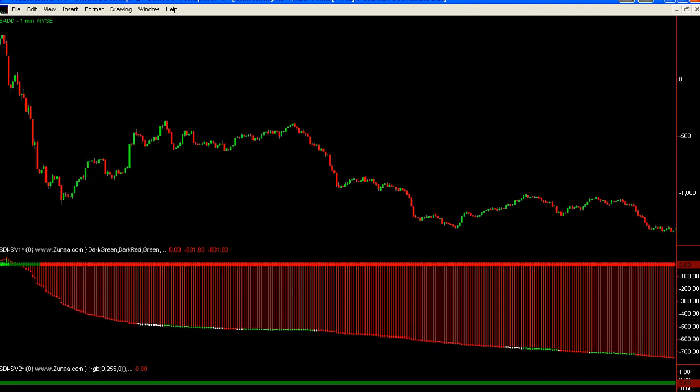And plotting this indicator on it, you could compare the SDI of your internal to the SDI. Let's say you're trading ES, for example, or YM, and you can compare the two SDI indicators to see how lined up they are.